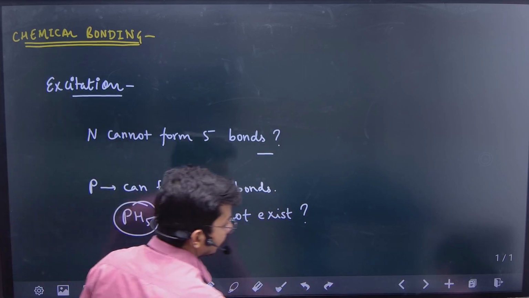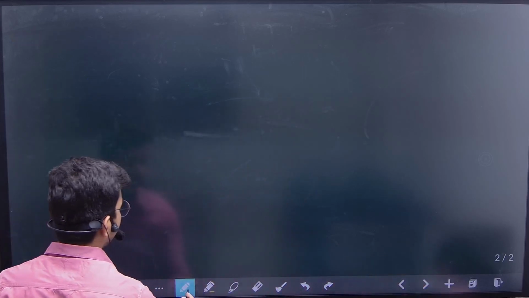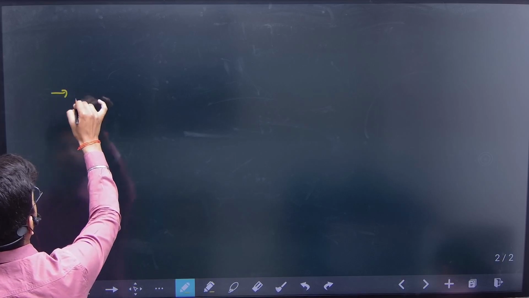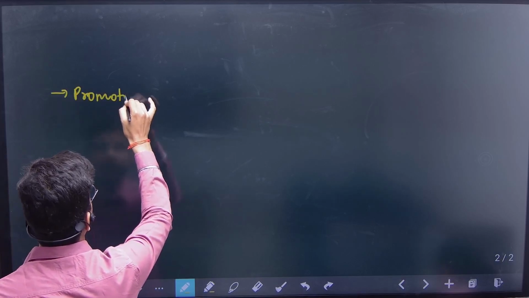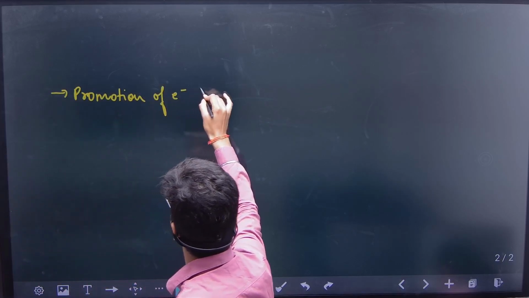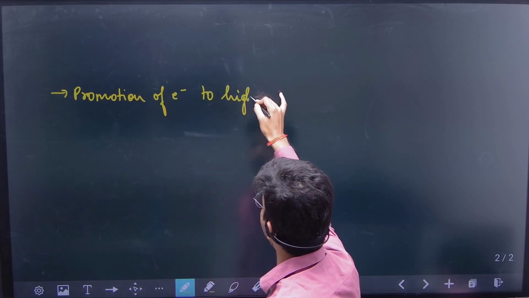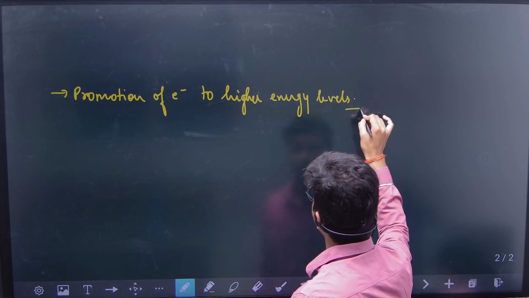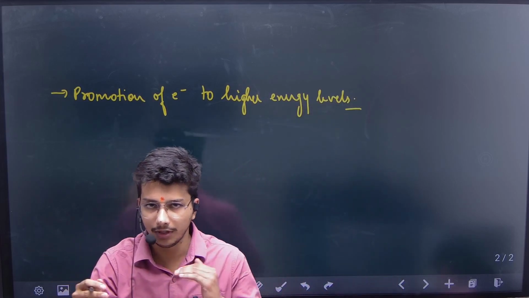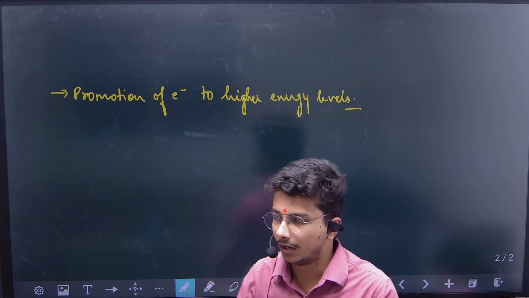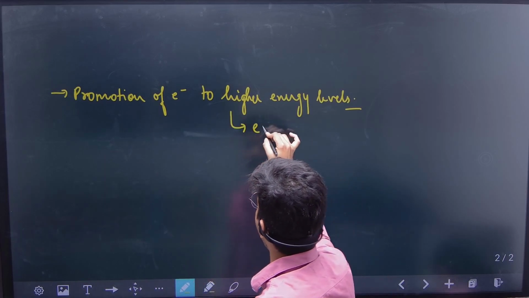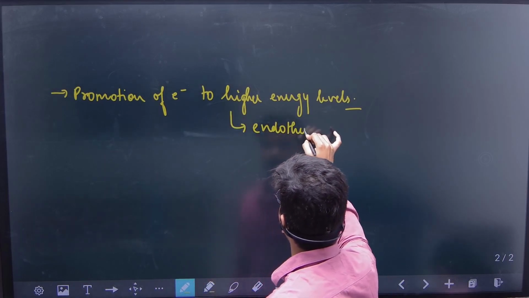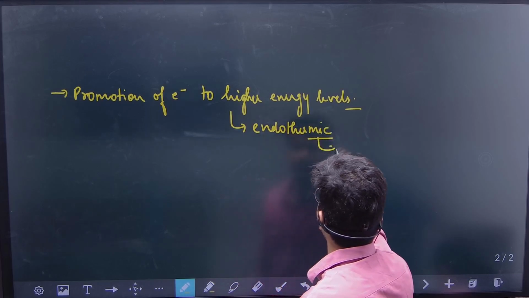Excitation, as I said, is promotion of electrons to higher energy levels. Promotion of electrons to a higher energy level from a lower energy level orbital is called excitation, and it is endothermic. So energy is obviously required.